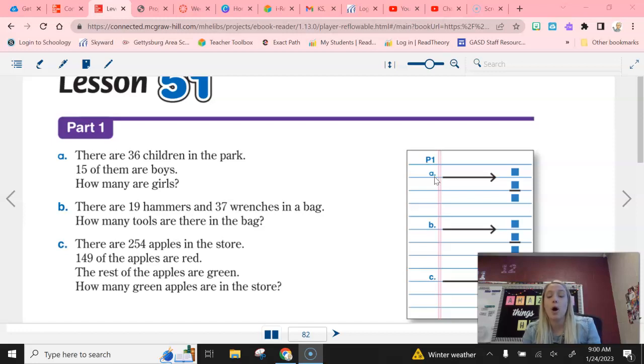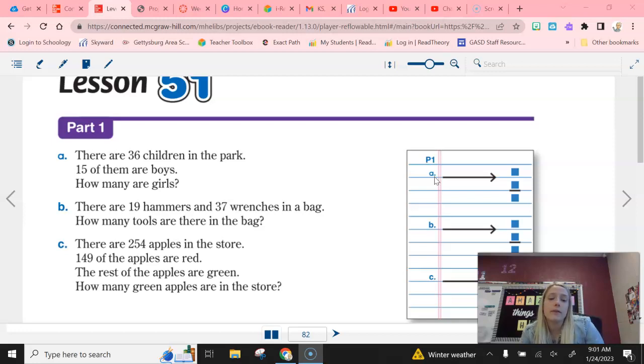So on your paper, I want you to pause the video, and I want you to solve what would 19 hammers plus 37 wrenches be. So pause and solve. What did you get? So if you were adding these up, you did the 9 plus 7 first, you would have gotten 16. You would have carried the 1, which would have made the tens place 1 plus 1 plus 3, which is 5. So you should have 56 tools.